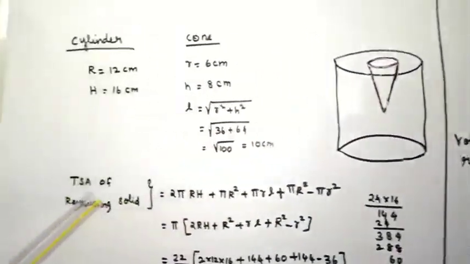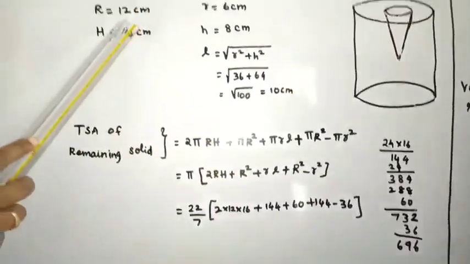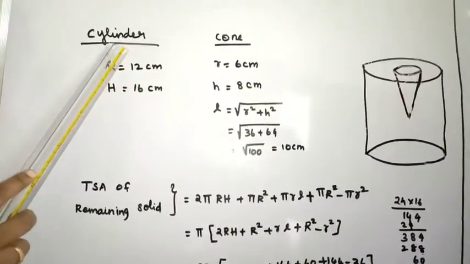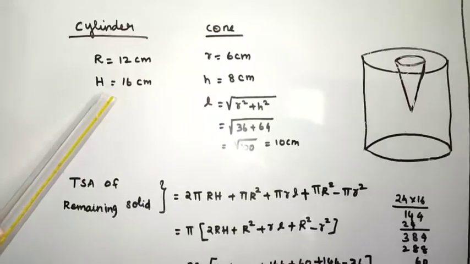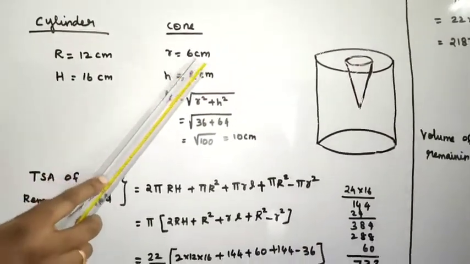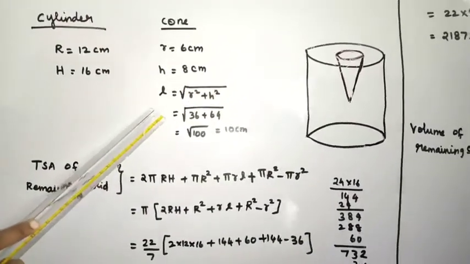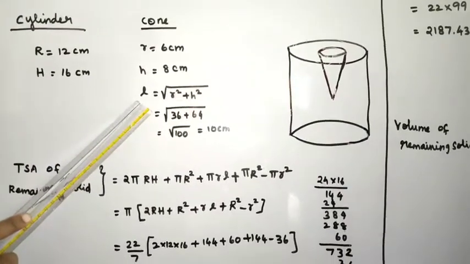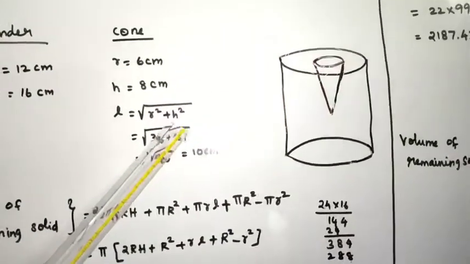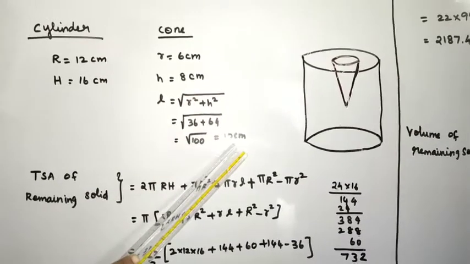So the total surface area of the remaining solid is the curved surface area of the cylinder. We have 2 radii and 2 heights, so for differentiating we keep the radius of the cylinder as capital R, 12 centimeter, and the height of the cylinder as capital H, 16 centimeter. Then the cone radius is small r, 6 centimeter, and the height is 8 centimeter. Here we have to find the curved surface area, that is pi r L, so we have to find the slant height. L is equal to root of r square plus h square, so 6 square 36 plus 64 means root 100, which is 10 centimeter.